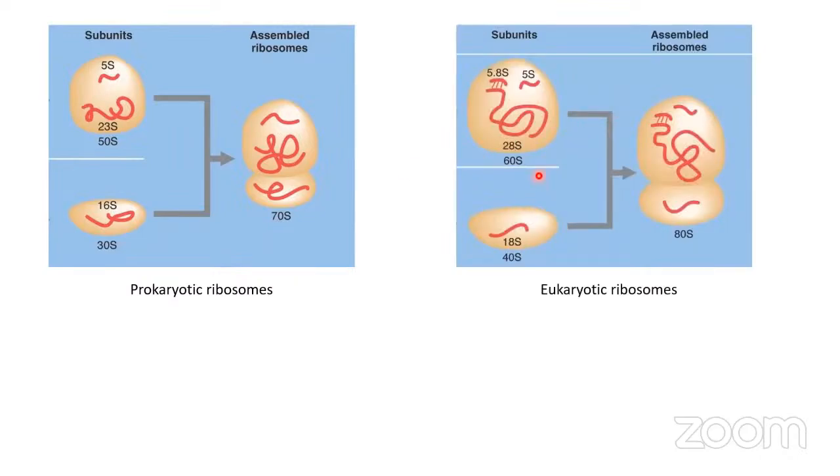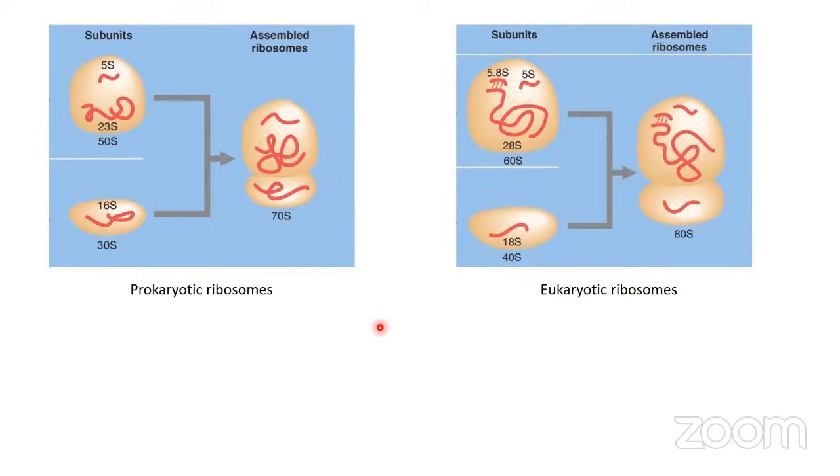In the prokaryotic ribosome, the subunits are 50S and 30S. These 50S and 30S subunits assemble to give us the 70S ribosome in prokaryotes, while in eukaryotes the subunits are a little different. In eukaryotes, the subunits are 60S and 40S. These 60S and 40S subunits combine to form a bigger ribosome as a whole, the 80S ribosome. So this is the major difference between a prokaryotic ribosome and a eukaryotic ribosome.